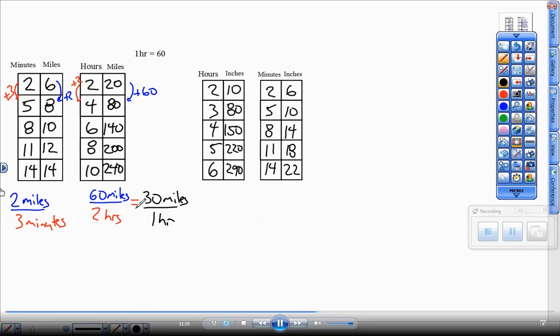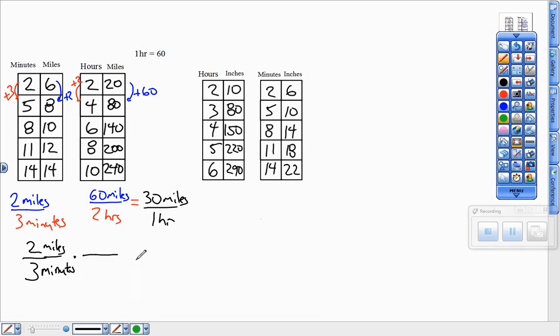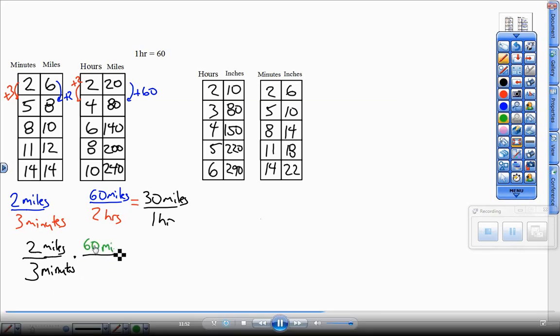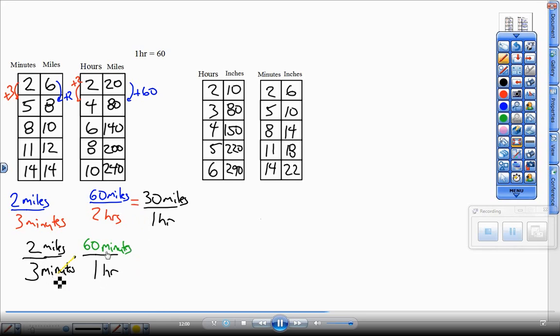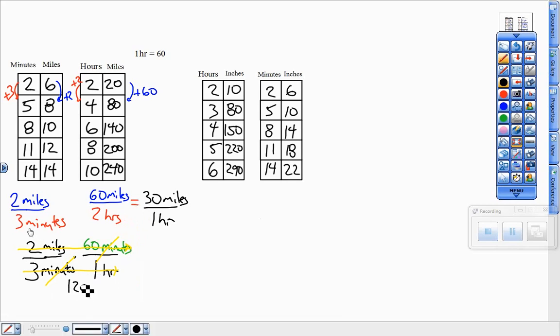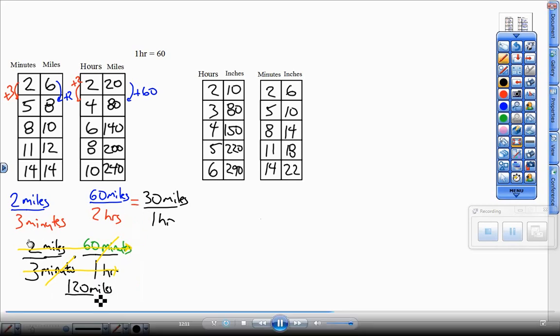And again, doing my conversion, if I take that 2 miles over 3 minutes and I times that by my conversion, which is 60 minutes for every hour, again 60 minutes over 1 hour, and I times that straight across, my minutes units are going to cancel. That's going to leave me 2 times 60 over 3. That gives me 120 over 3. 120 miles over 3, with the hour unit left on the bottom.